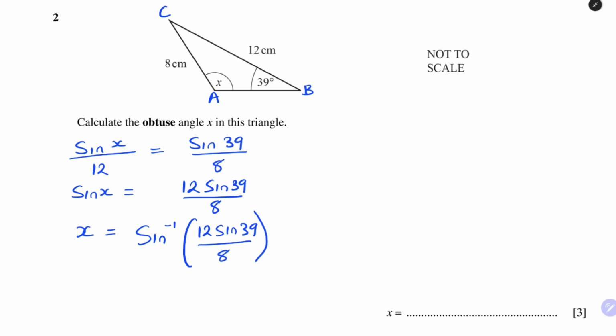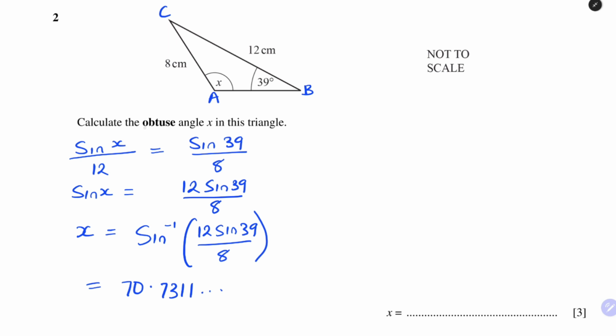I always advise students to do this. Don't approximate your answer anywhere until your final answer. So just punch this directly into your calculator. When you punch this into your calculator, you're going to get 70.7311 and so on.